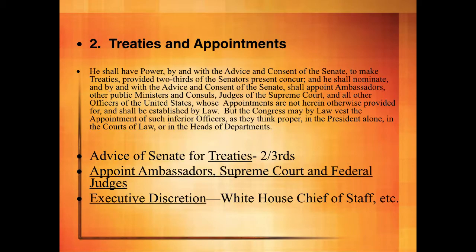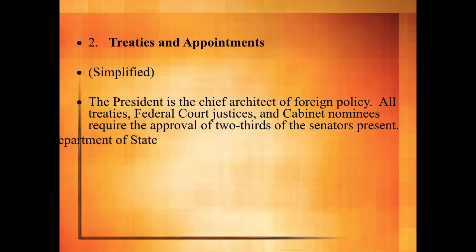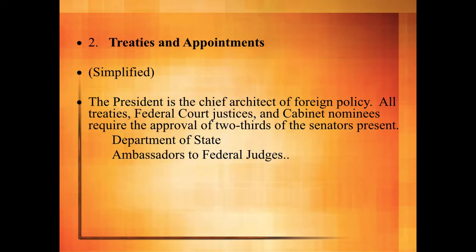And he does have, though, executive discretion. He can hire who he wants to work in the White House. So, for example, the chief of staff and lots of other staffers below that, the president can choose who he wants to work, who is going to be on his team, basically. So we talked about treaties, but the simplified version is this, right? The State Department is in charge of kind of the foreign policy of the country, and so he's also in charge of appointing all these different positions, and the Senate just has to approve them.